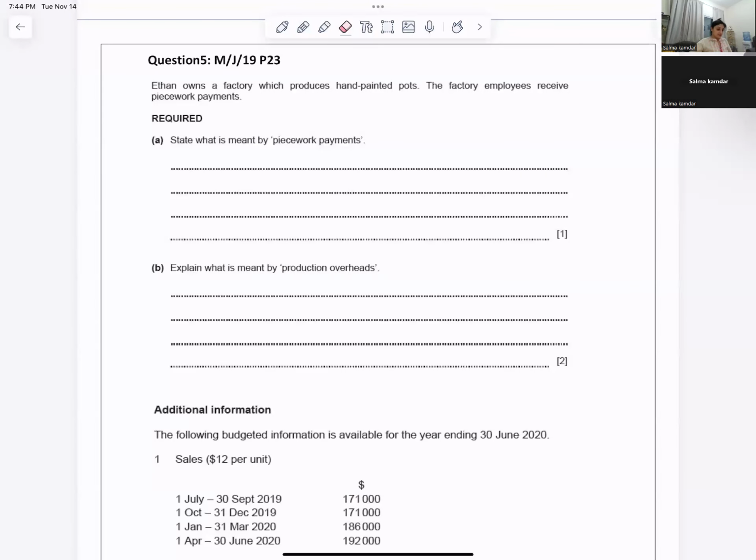So we are basically doing May, June 19, paper 23, and it is of marginal costing. So our first question is, what is meant by piecework payment? When payment is made to employees on the basis of the number of units produced.